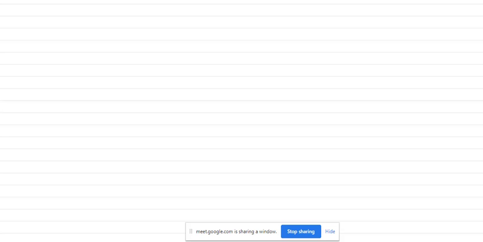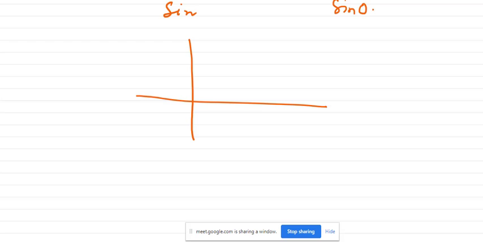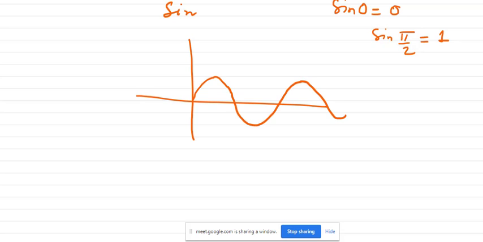Now I'll tell you the graphs. So for the sine function, the value for sine 0 is how much? Zero. And sine pi by 2? One. So the sine graph comes like this. The maximum is 1 and the minimum value is minus 1. So here it's 0, and here we are getting 1. This is at the value pi by 2.